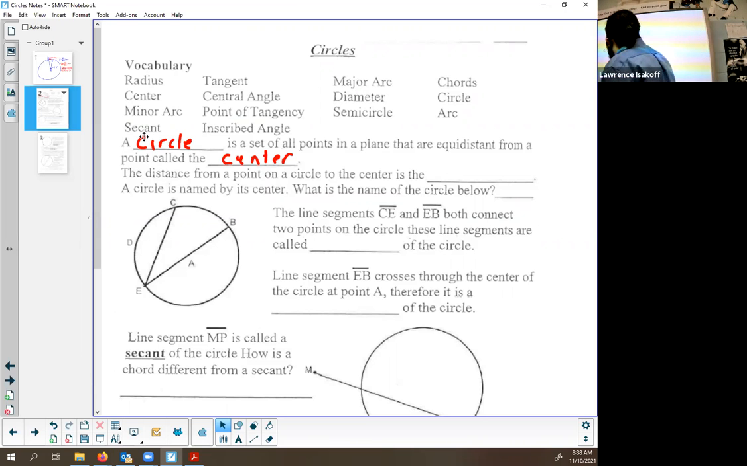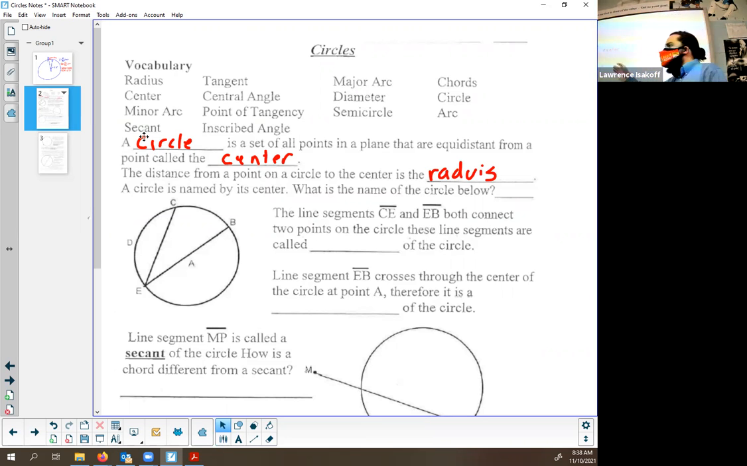So the distance from a point on the circle to the center of a circle. So anybody remember what that's called if I go to the center to the edge of the circle? Yes. So if I go from the center to the edge of the circle, that's the radius. Yep, you got it. So that is the radius of the circle.